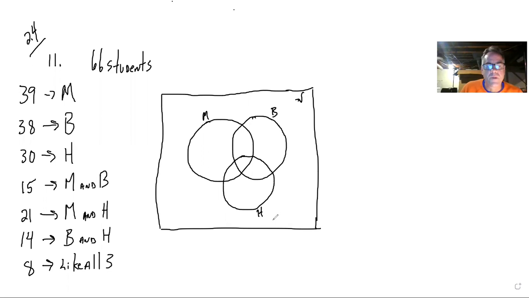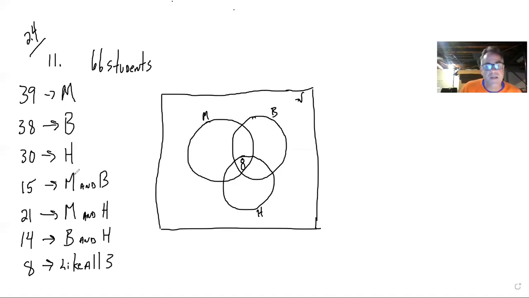All right. So when we start this process, remember we always start where all three overlap. Right here it says eight like all three, so that tells me we have to have eight right there. Okay. Now we'll spiral out. It doesn't matter which one of these we hit, but we're given everything we need for all three of these. So I'll just start here and work my way down.